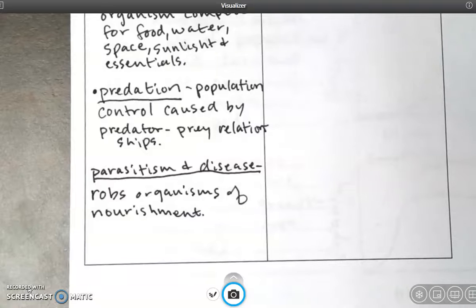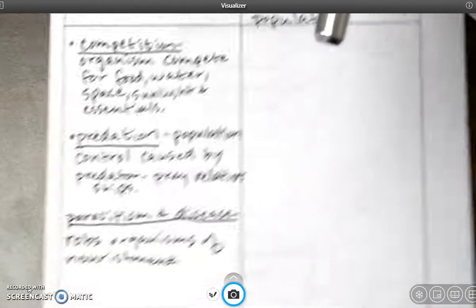The same idea with disease. If I have a person that has a disease and he doesn't come into contact with anybody else, he's not going to spread that disease. But if I throw him into a crowded shopping center and tell him that he has to hug everybody that he sees, he's going to pass that disease on. So those are density-dependent factors.